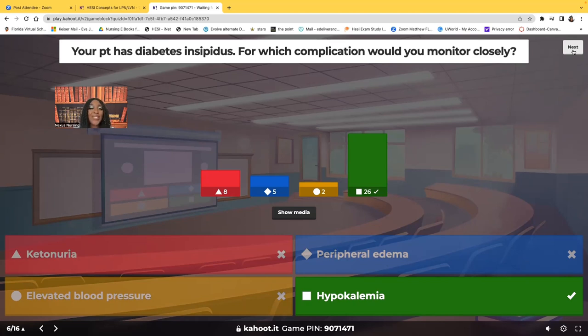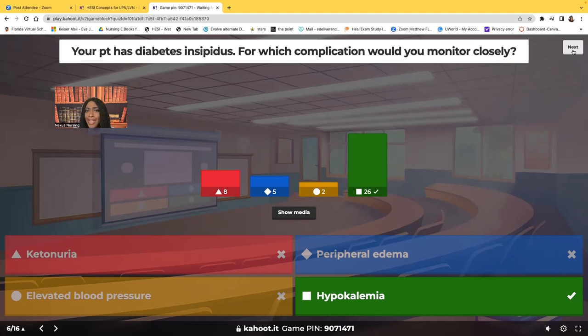And that's why I even gave you guys a hint in the picture. I put a picture of ADH, antidiuretic hormone. In diabetes insipidus, the patient does not have enough antidiuretic hormone. So instead of holding on to their fluids, they're letting go of all their fluids, right? To the point that they're at risk for dehydration. So we're not going to see peripheral edema. They're not holding on to the fluids. All their fluids are being lost through the urine. So we're not going to see that.